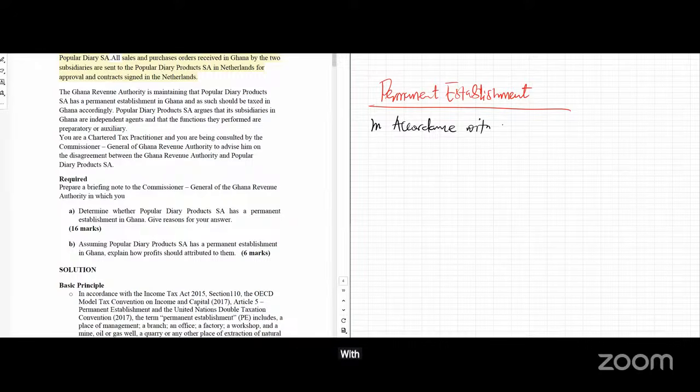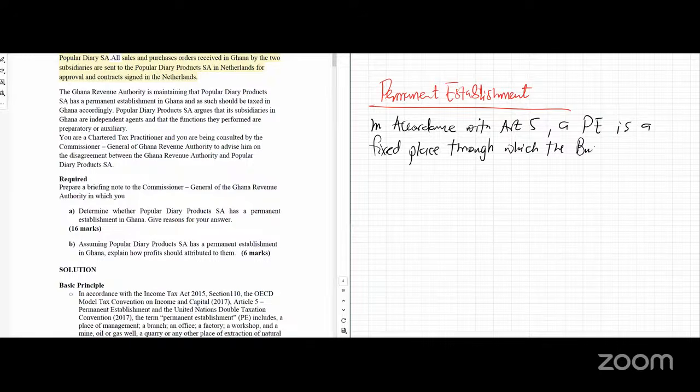With Article 5, a permanent establishment is a fixed place of business through which the business of an enterprise is wholly or partly carried on.